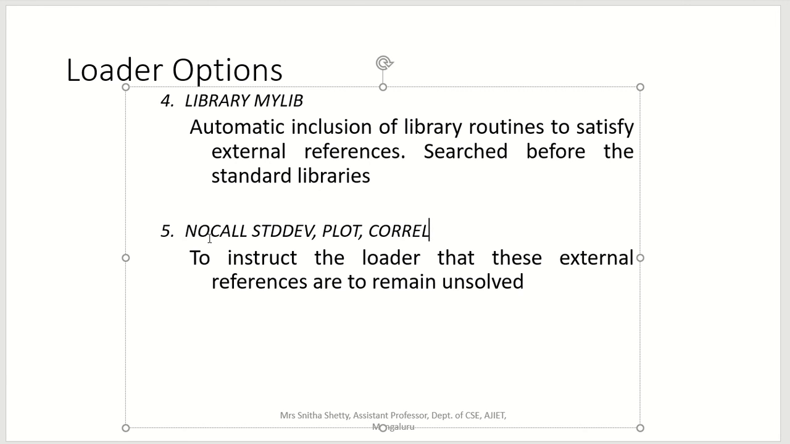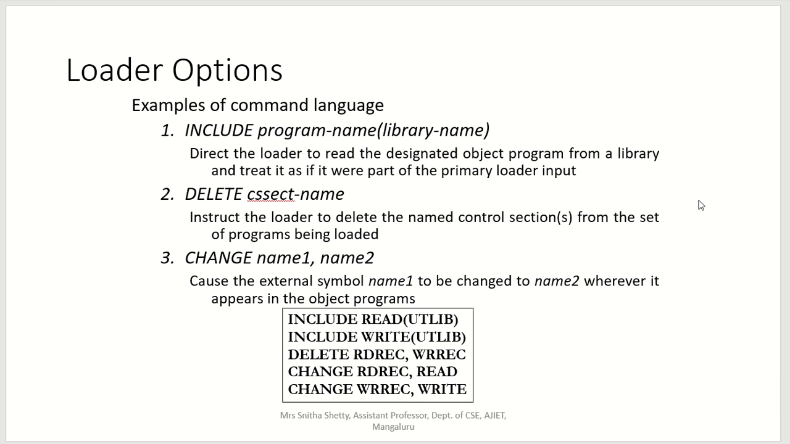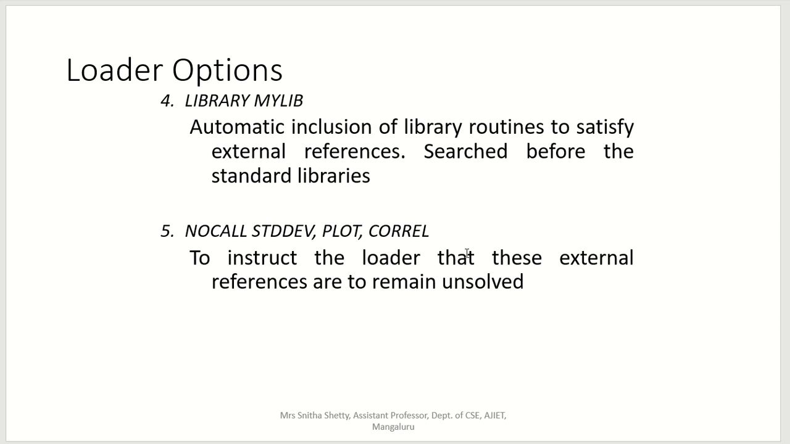So you will be writing a no call option for standard deviation, plot and kernel. This will instruct the loader that these external reference attributes remain unresolved. That means you are not using the functions of standard deviation, plot and kernel. Okay, so these are the five options of loader: include, delete, change, library function and no call option.